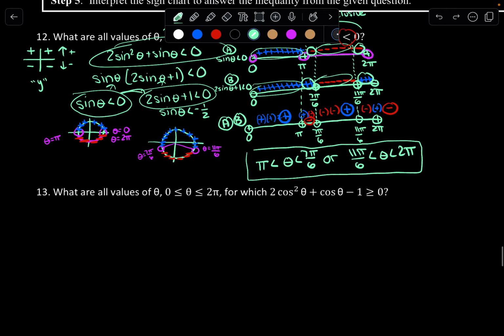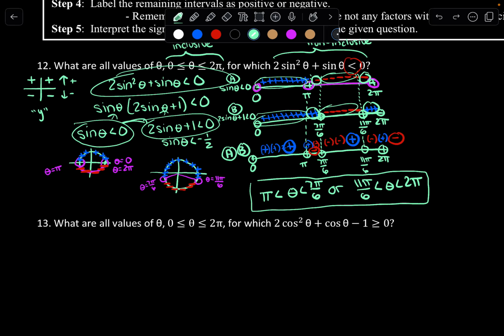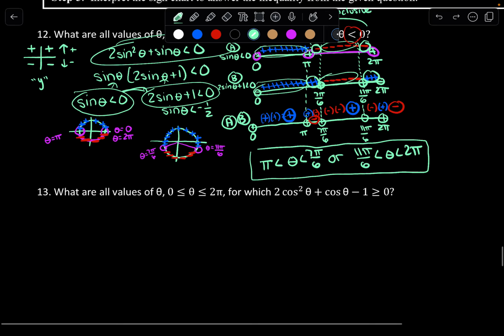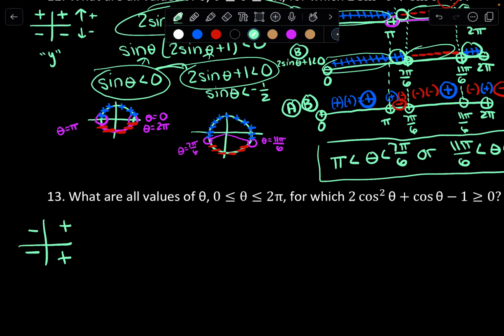All right, so this next one is, what are all the values of theta from 0 to 2 pi for which 2 cosine squared theta plus cosine theta minus 1 is greater than or equal to 0? So now we have to switch our mindset because we're no longer dealing with sine, we're dealing with cosine. So now we're looking at traveling to the right will be positive, traveling to the left will be negative, because now we're thinking of our x coordinates.